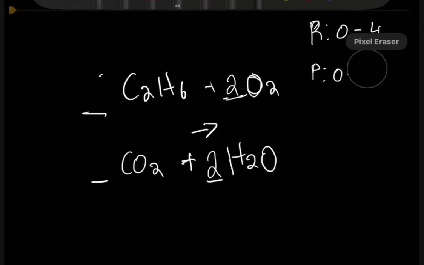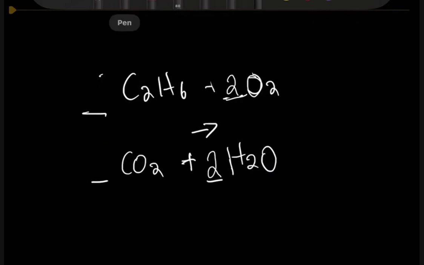Okay, but now you have 5. Now let's look at the carbon. No, now you have 4. I have an even number here of carbon, right? Uneven number here, so I need to put a 2. Now let's look at the carbon. Carbons are balanced, right?